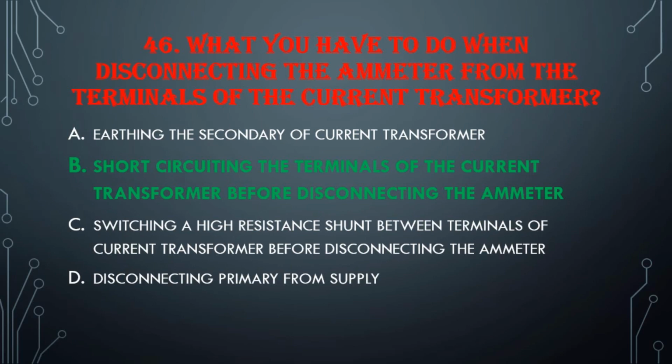The correct answer for this question, my friends, is B. Short-circuiting the terminals of the current transformer before disconnecting the ammeter.